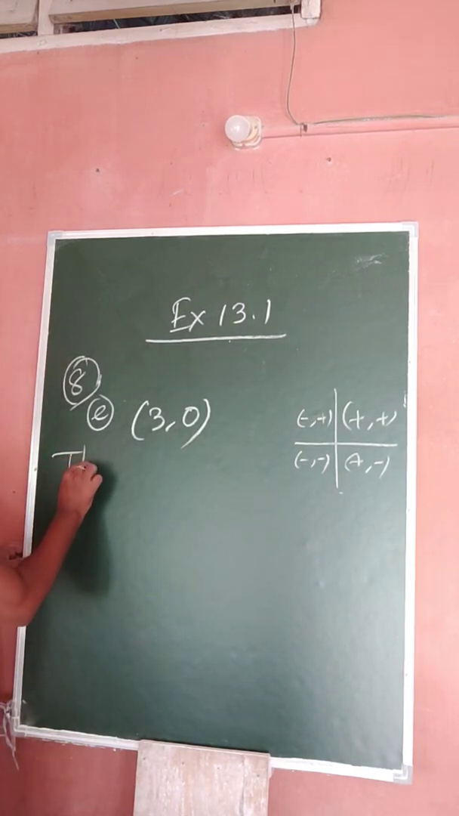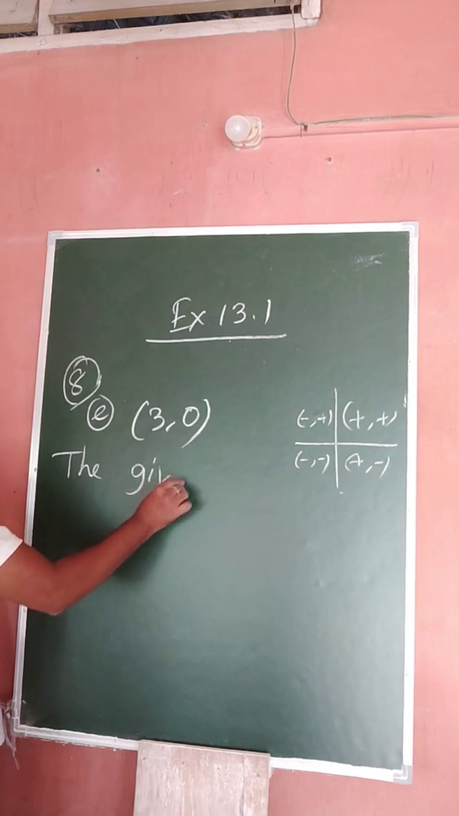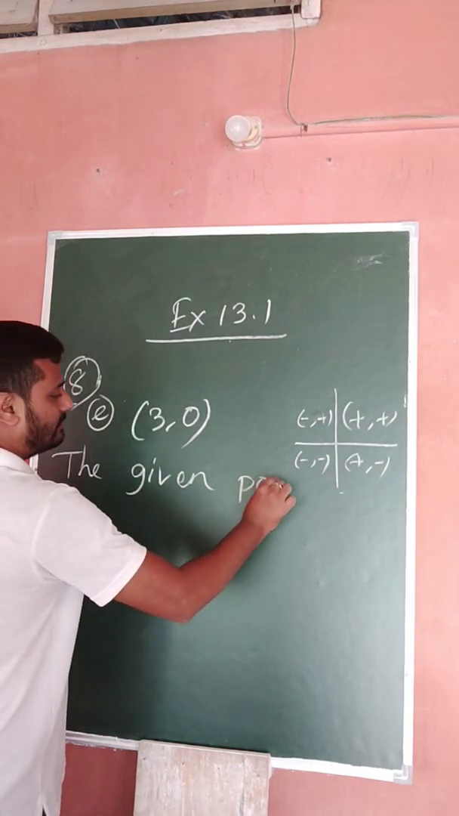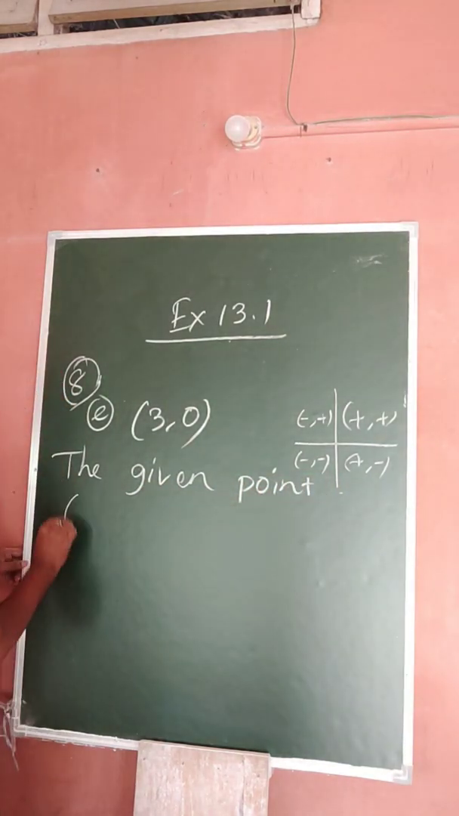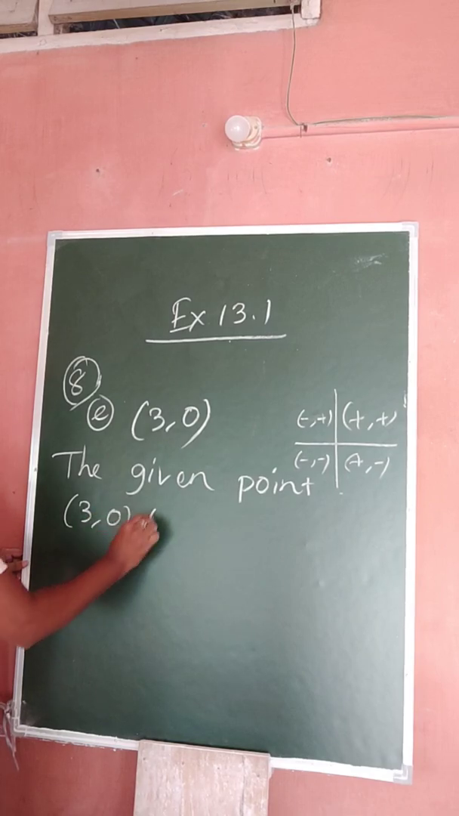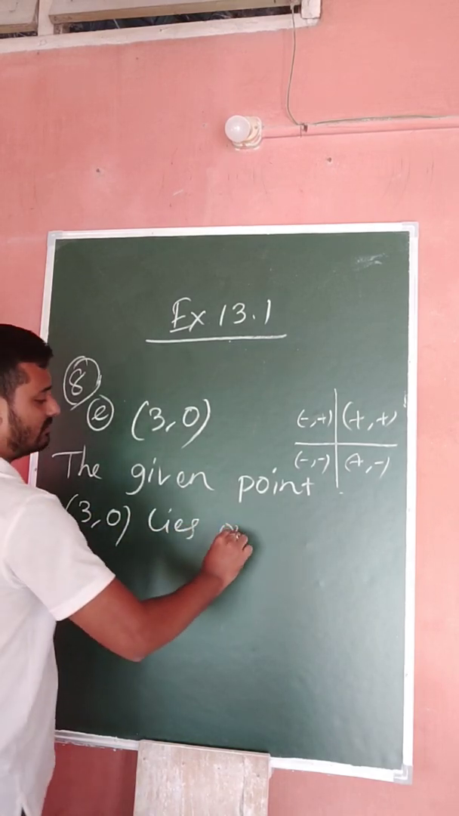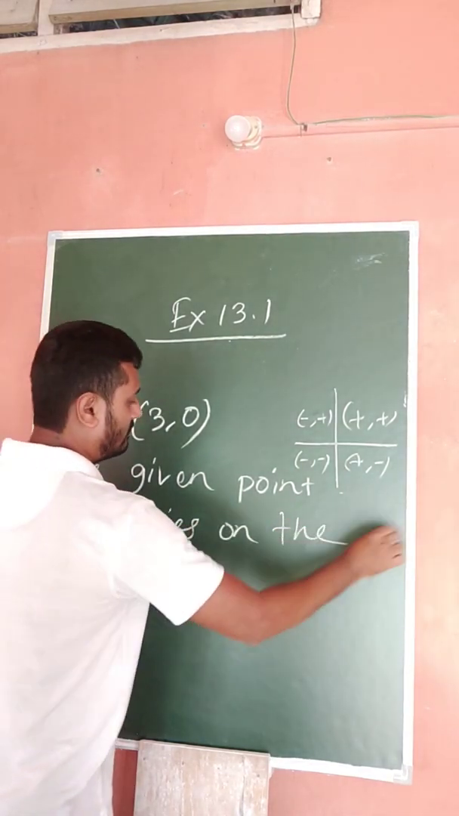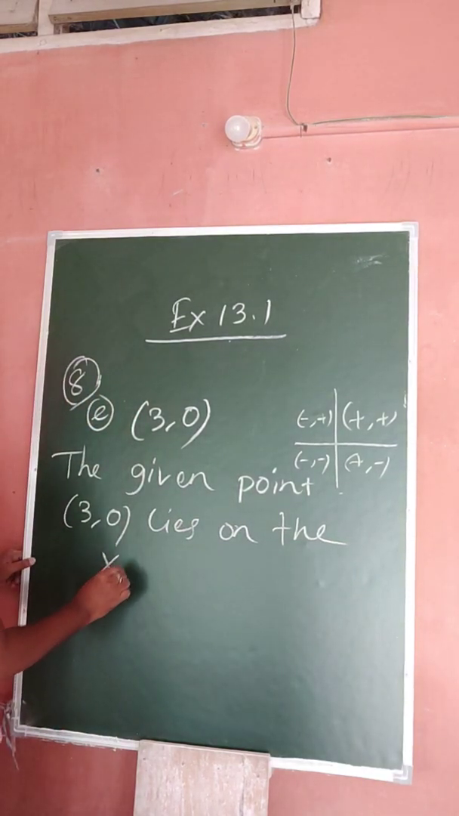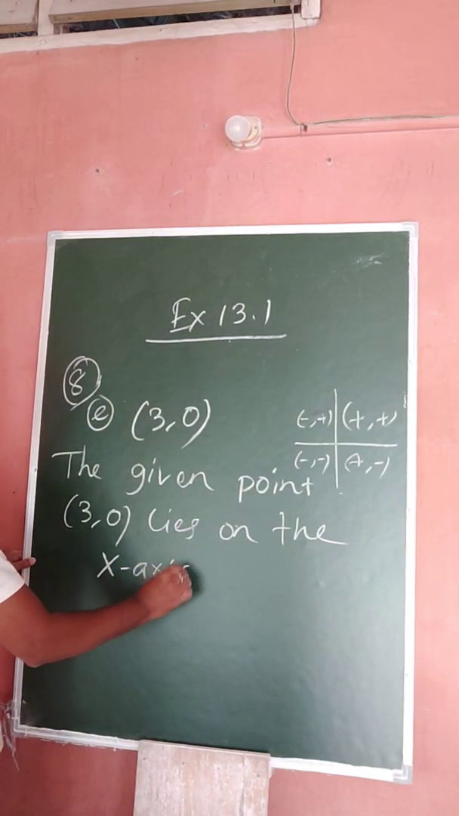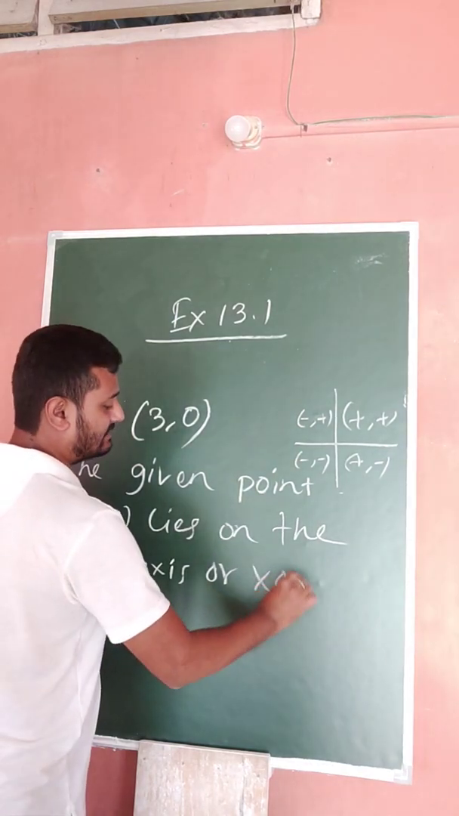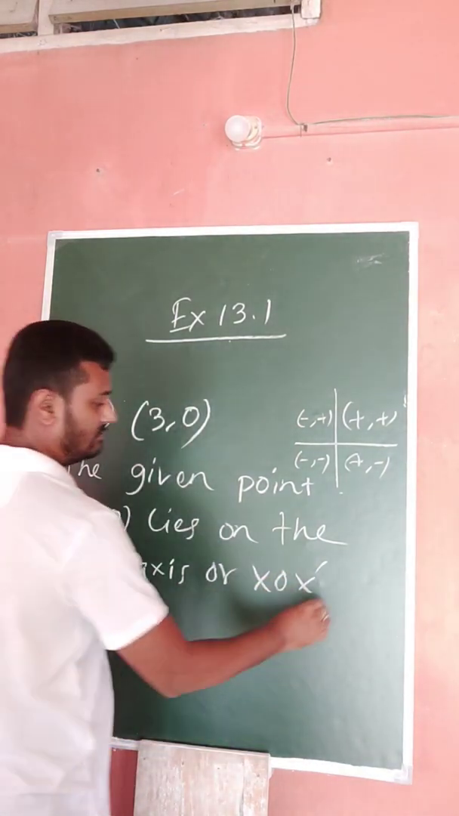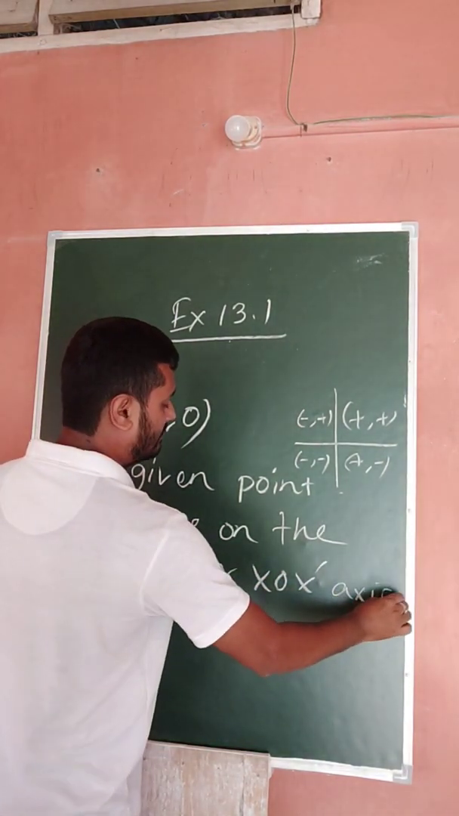So the given point 3, 0 lies on the x-axis. You can write x-axis or x dash axis. Both are correct.